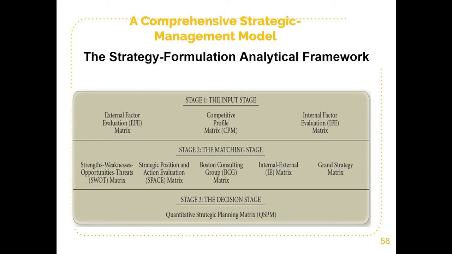On the other hand, stage 3, also known as your decision stage, involves a single technique, okay, that uses the information identified in stage 2. So this is your QSPM, or your Quantitative Strategic Planning Matrix. So a QSPM reveals the relative attractiveness of alternative strategies and thus provides an objective basis for selecting a specific strategy.